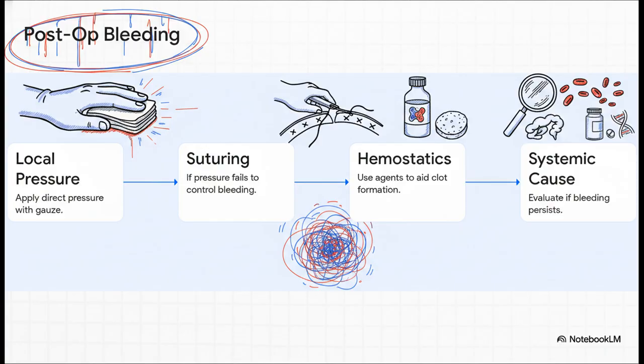What about bleeding? The exam wants to see a logical, step-by-step approach. You always start with the simplest thing first. Get some gauze on there and apply direct pressure. If that's not cutting it, maybe you need a suture. Still bleeding? Okay, now you can think about hemostatic agents. And if nothing is working, you have to start wondering if there's a systemic issue going on.